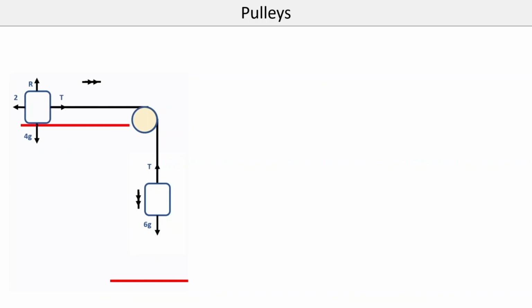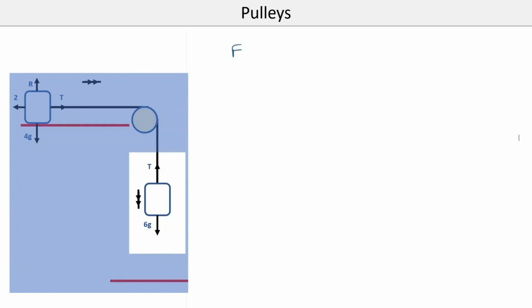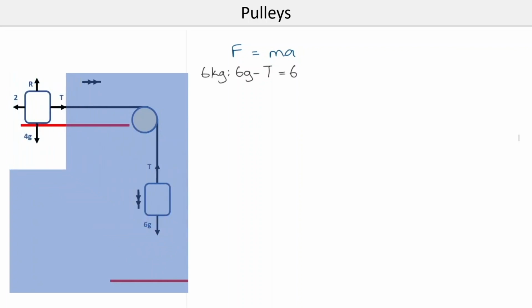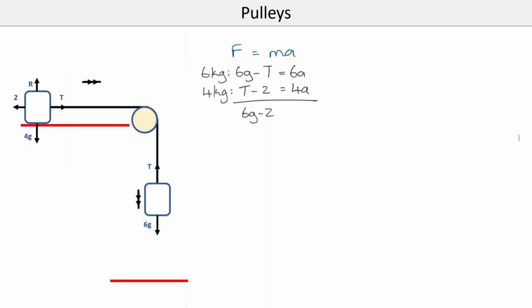Okay, we're going to do what we usually do. We're going to concentrate on one object at a time, ready to use Newton's second law. For the 6 kilogram mass, it's going to be 6g minus T equals 6 multiplied by a. For the 4 kilogram mass, it's going to be tension minus 2 newtons equals 4a. As we always do, we can add together the left-hand sides and add together the right-hand sides. And that gives us 6g minus 2 equals 10a, and just rearranging, we can get an answer for the acceleration.